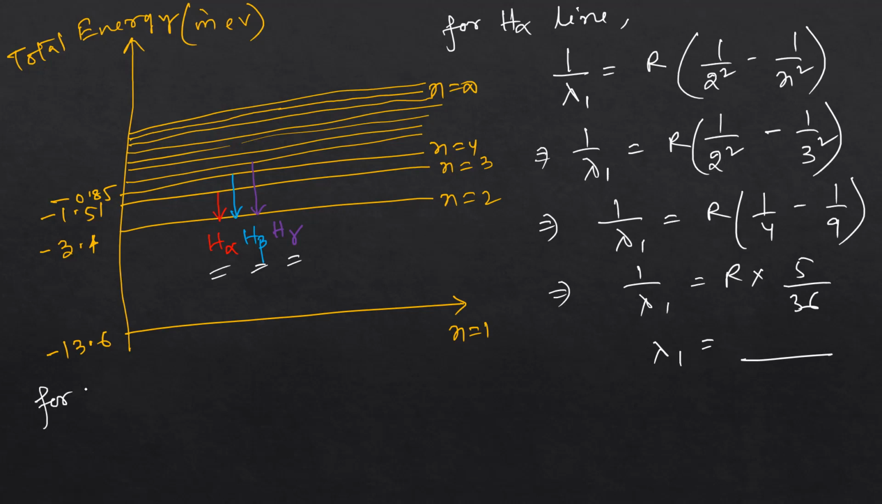Similarly, for H beta line, I should write 1 by lambda 2 equals R multiplied by (1 by 2 square minus 1 by ...). Which orbit is it coming from? I think it is coming from the fourth orbit, so it will be 1 by 4 square.